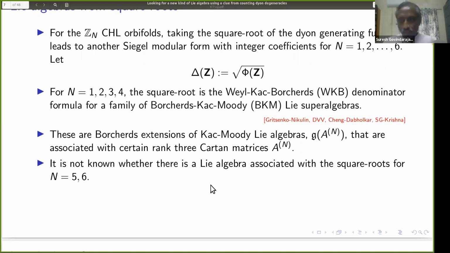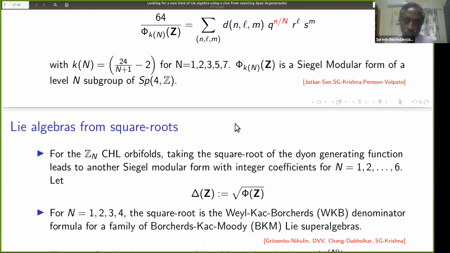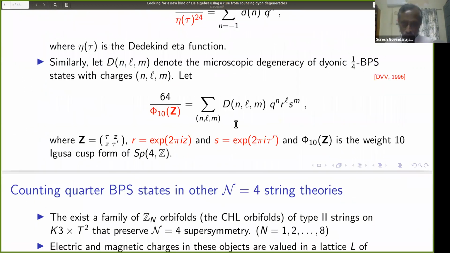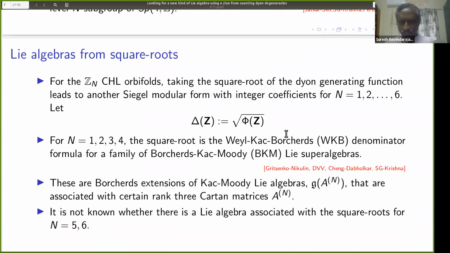Okay. And actually, there's a beautiful result due to Cheng and Verlinde, who first showed it for delta phi, which is a square root of phi 10. They showed that there is something called a Weyl chamber in Lie algebras, and it has walls. And so they showed that the walls of the Weyl chamber are walls of marginal stability.